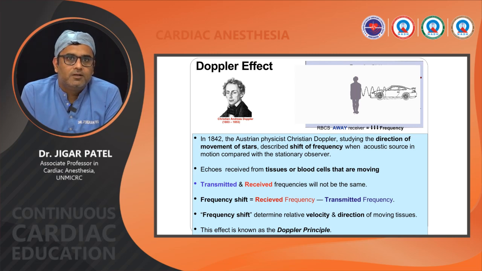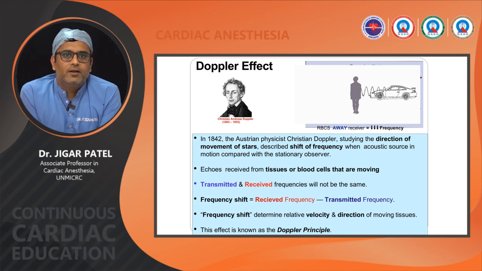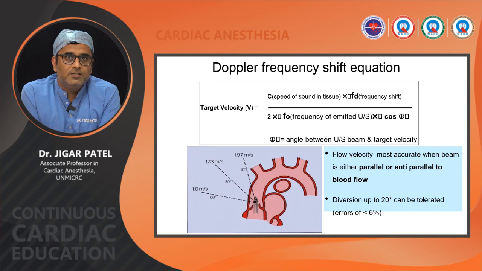So this frequency shift determines the relative velocity and flow of the blood or moving tissue, and this effect is known as the Doppler effect. Now this is the Doppler frequency shift equation. Here the target velocity is equal to the speed of sound in the tissue multiplied by the frequency shift, divided by twice the frequency of emitted ultrasound along with the angle cos theta. Cos theta is the angle between the ultrasound beam and the target velocity. This flow velocity is most accurate when the beam is either parallel or anti-parallel. So the angle should be 0. At a 0 degree angle you can measure the actual velocity.